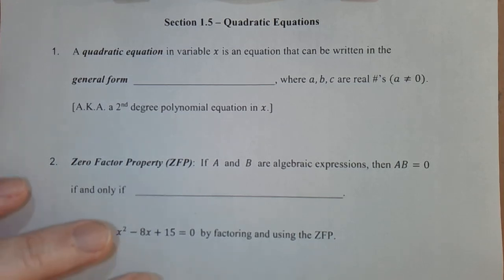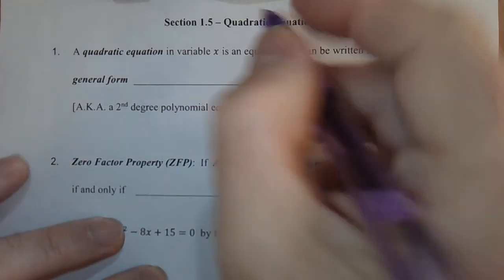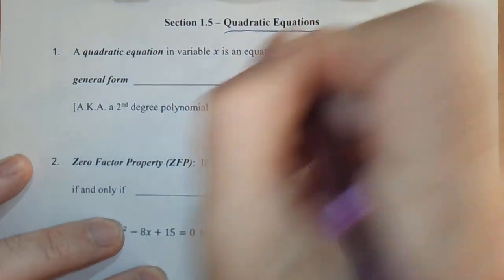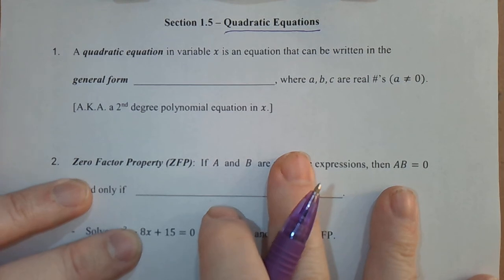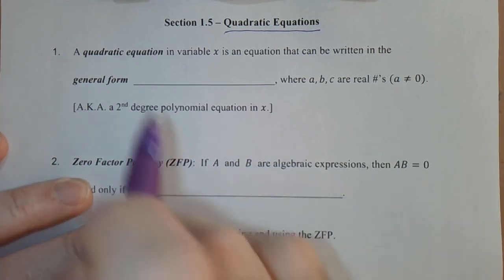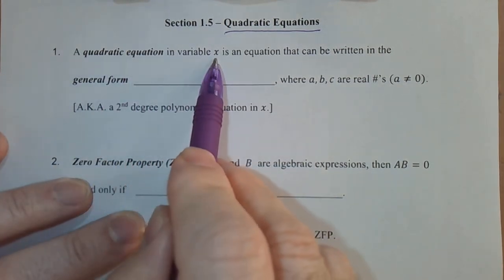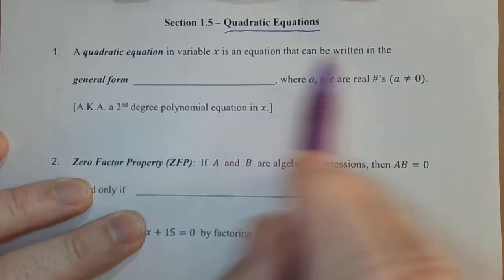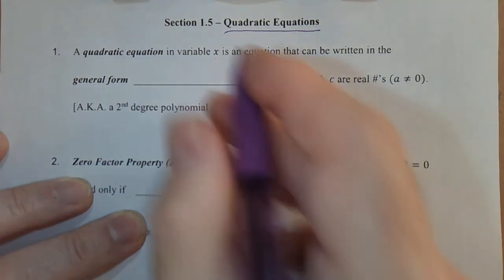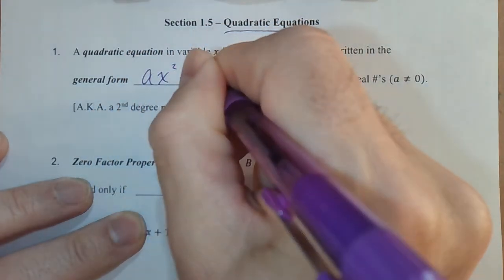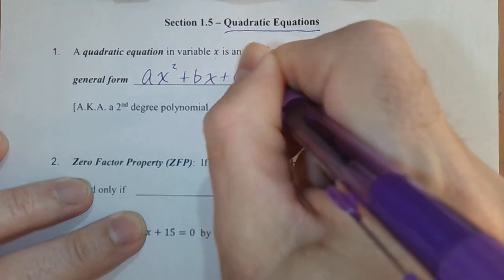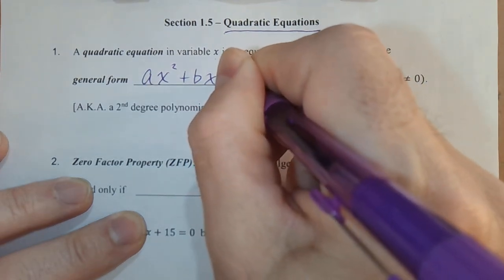In this section, we're going to learn about 3 different ways to solve a quadratic equation. And first, let's just define what a quadratic equation is. Well, a quadratic equation in a variable x, it's usually the variable we use, is an equation that can be written in the general form as ax squared plus bx plus c equals 0.